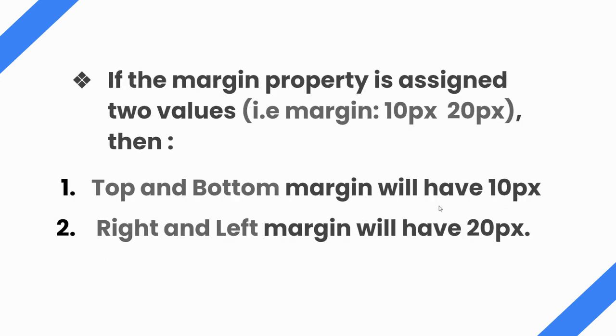So secondly, you can also see another occurrence of the margin having two values. So here, if we have a margin that is assigned two values, that is the margin is 10 pixels and 20 pixels, you would have the very first value assigned to the top and the bottom margin, and the second value assigned to the right and the left margin. So it's basically the same way we have it in the padding.